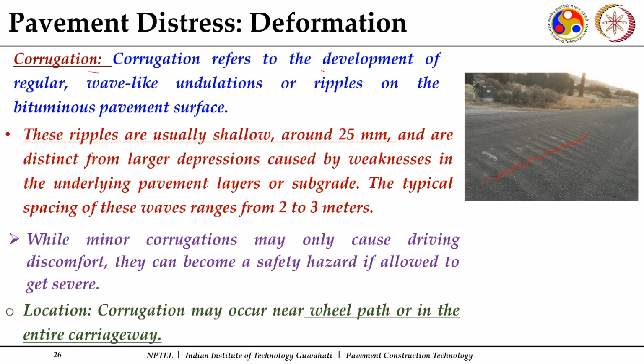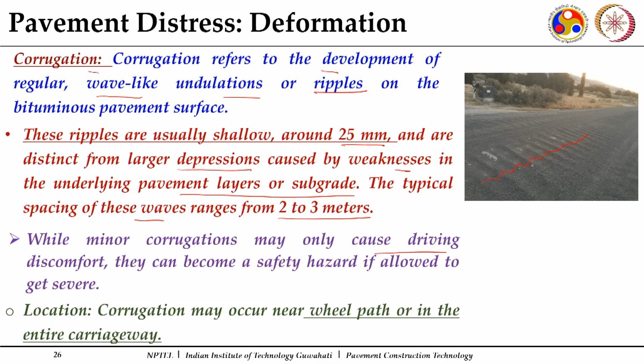So, corrugations refer to the development of regular wave-like undulations or ripples on the bituminous surface, and this is how it gets reflected. Finally, we will be able to see it when any distress comes on the pavement surface. These ripples are usually shallow, around 25 mm, and are distinct from larger depressions. These are smaller depressions caused by weakness. I will not discuss the cases much, but yes, it can be there in the underlying courses also. The typical spacing of these waves ranges from 2 to 3 meters. So, this is how corrugations are there.